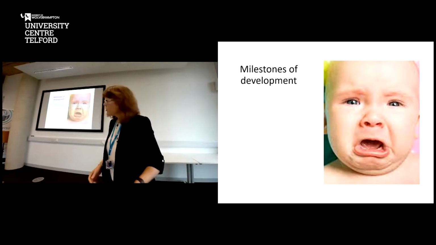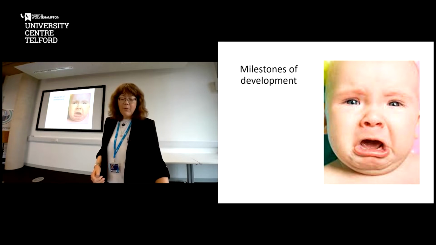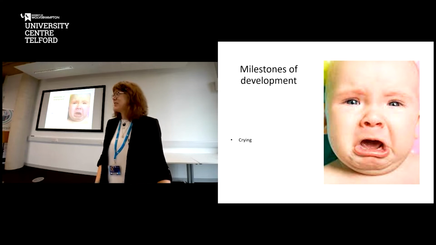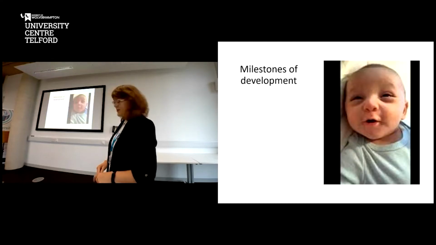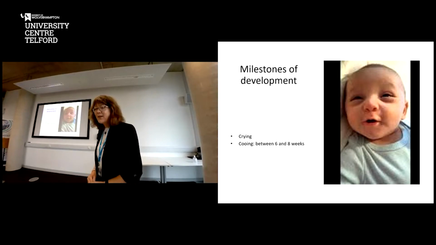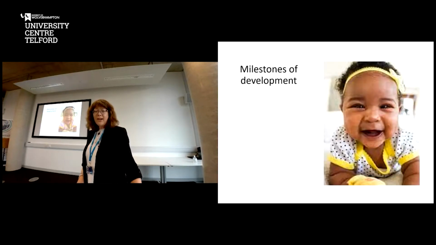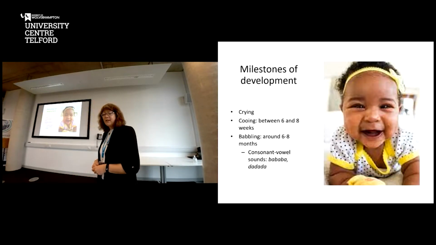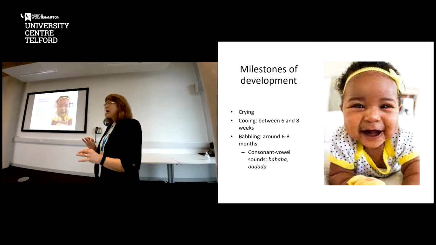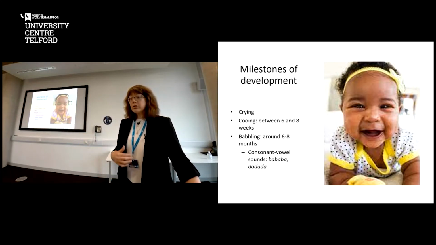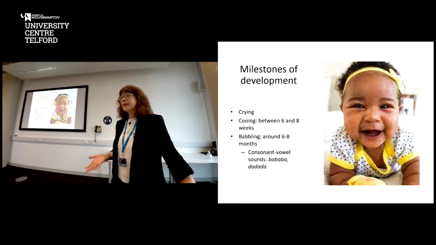Okay, so I think we probably know the first milestone, which is crying, when children are first born. Then between about 6 to 8 weeks, we have cooing noises, which is another milestone, and then babbling at about 6 to 8 months old. And these tend to be consonant-vowel sounds, so you get ba, ba, ba, da, da, da. So you've got a consonant followed by a vowel sound. And this is true across languages.